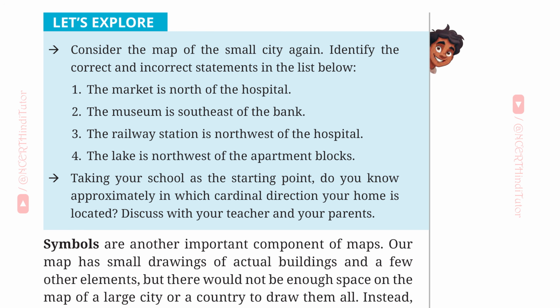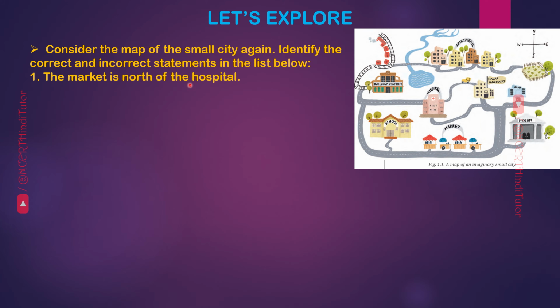Next, let's explore. Consider the map of the small city again. Identify the correct and incorrect statements in the list below. Answer: First, the market is north of the hospital. Incorrect. The market is south of the hospital. So friends, here is the hospital and here is the market.